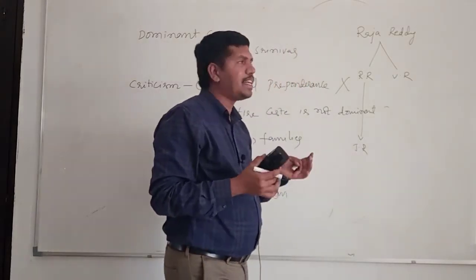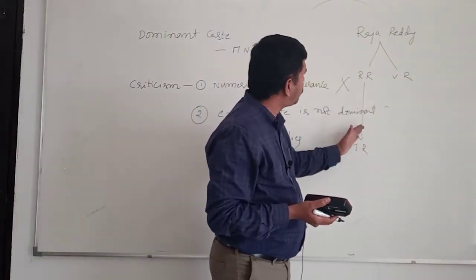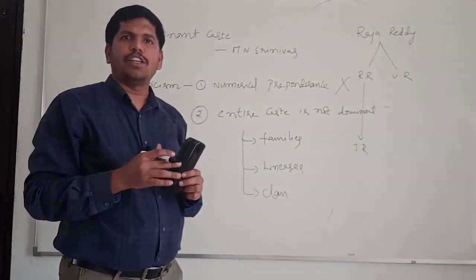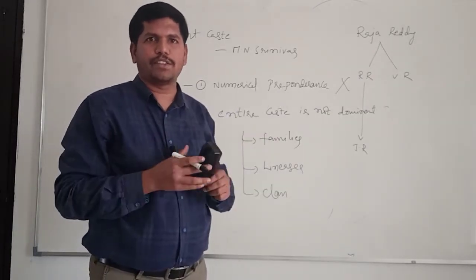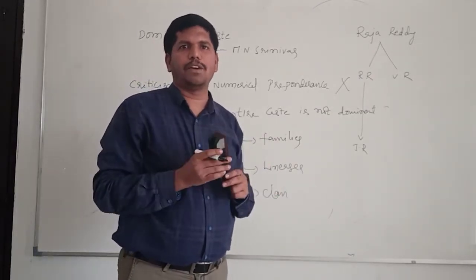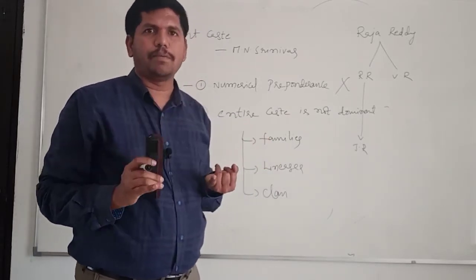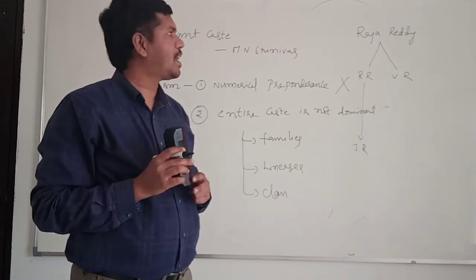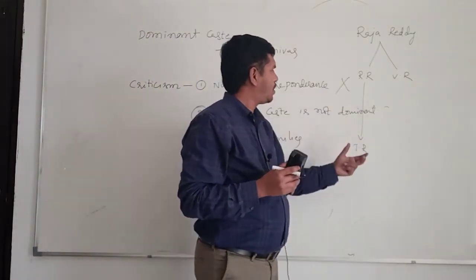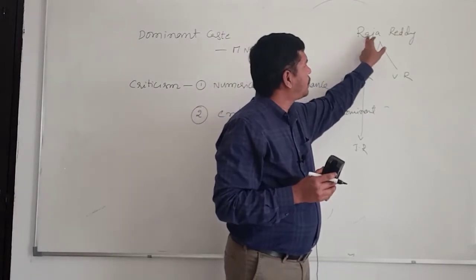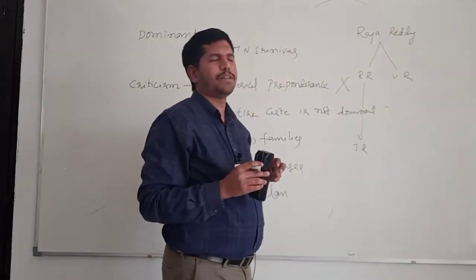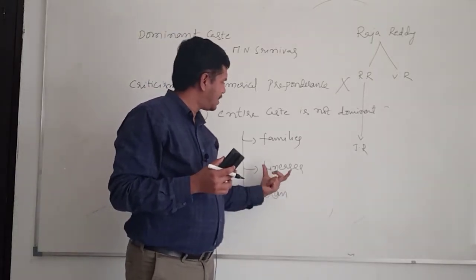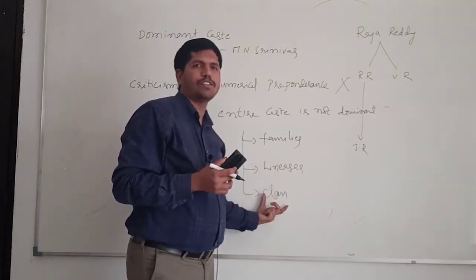That means certain lineages. Lineage means all the people produced along one line. Certain lineages have the reputation of producing capable leaders. That's why the entire caste may not be dominant. Certain families may be dominant, certain lineages, and certain clans. Clan means a larger group. That means Raja Reddy and his relatives, a larger group, will be there. We'll discuss in detail the meaning of clan. Please remember that clan is like lineage only, but it is a larger group.